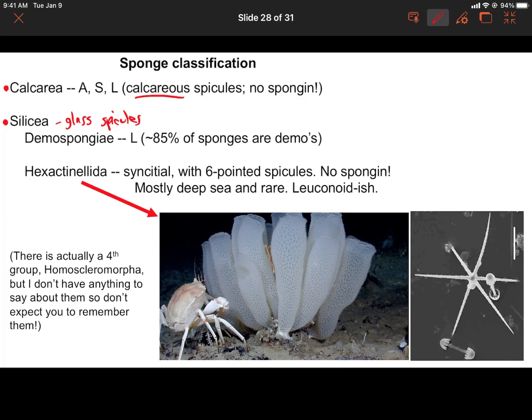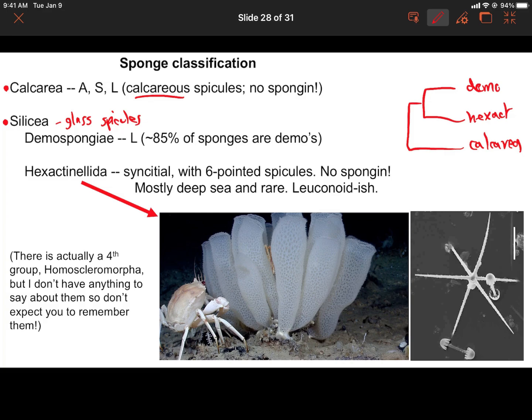Okay. Within the Silicea, there's two groups, the demosponges and the Hexactinellida. We think that this taxonomy here roughly reflects phylogeny. So demosponges and Hexactinellids are sister taxa, and sister taxa onto that is the Calcarea. Okay.